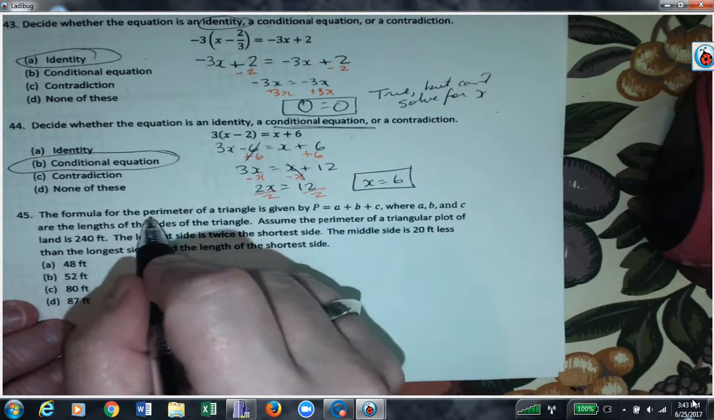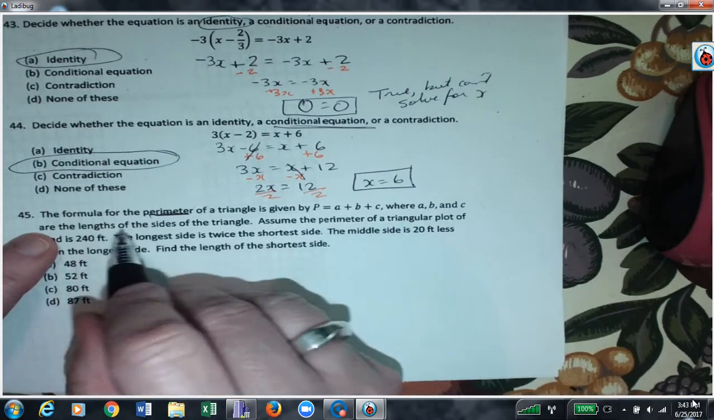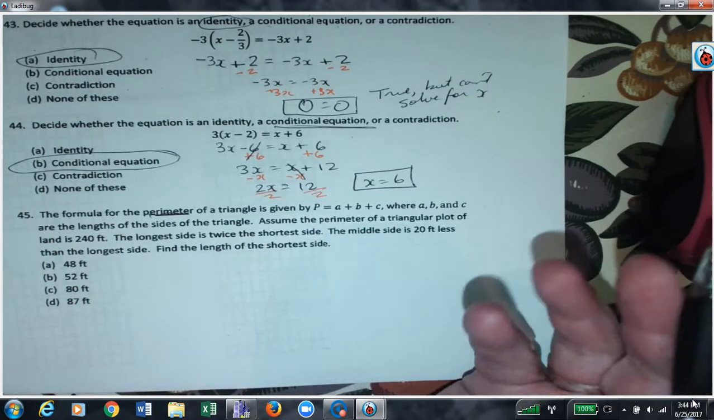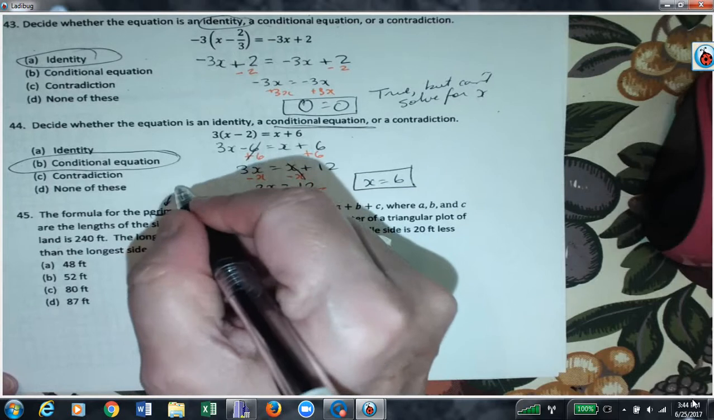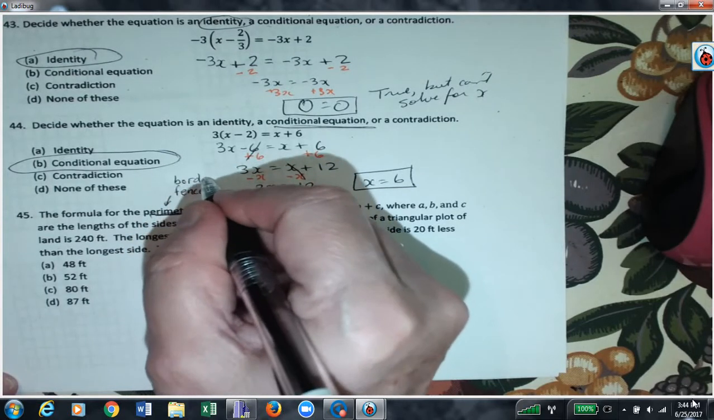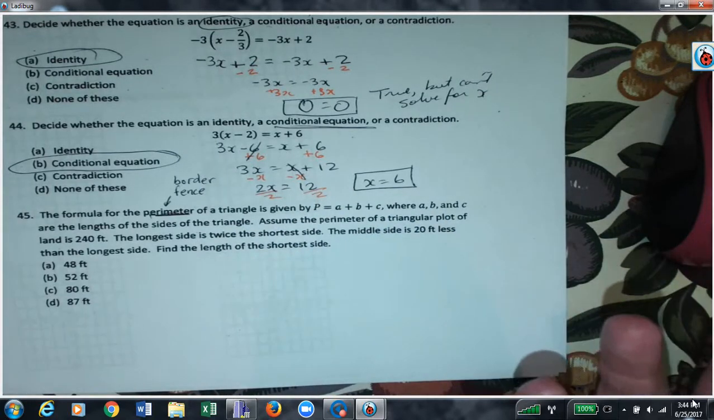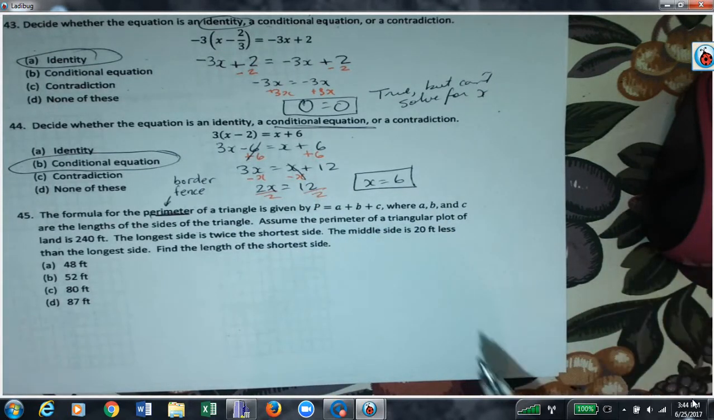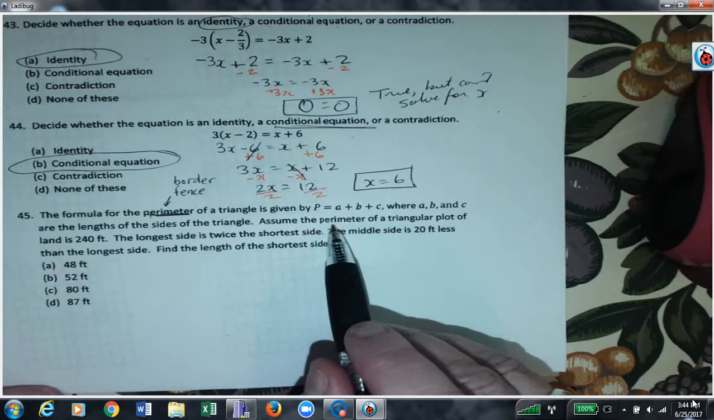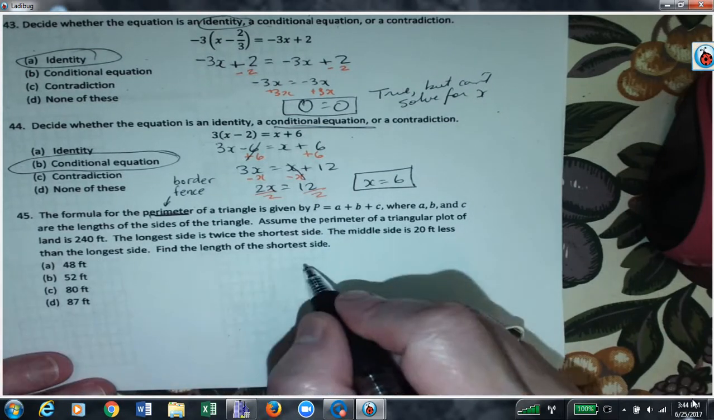Now, the formula for the perimeter of a triangle is given by that, where A, B, and C are the lengths of the sides. So perimeter, think of a fence, a border fence around whatever shape you have. So a perimeter of a triangle is like a triangular fence surrounding, say, a triangular property. Assume the perimeter of a triangular plot of land is 240 feet.